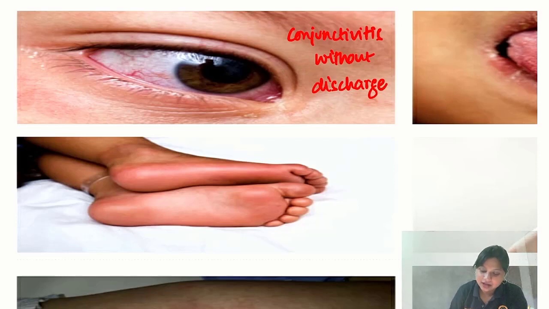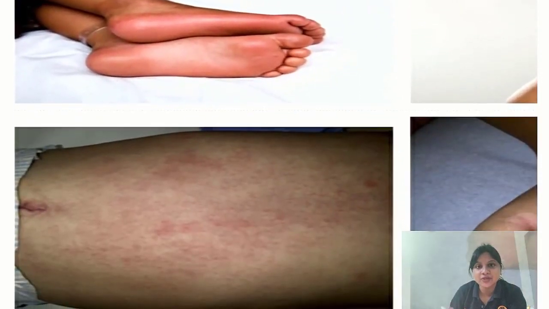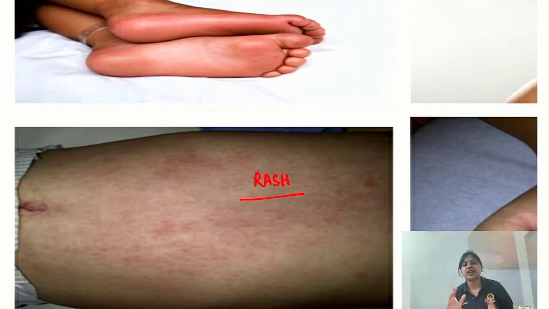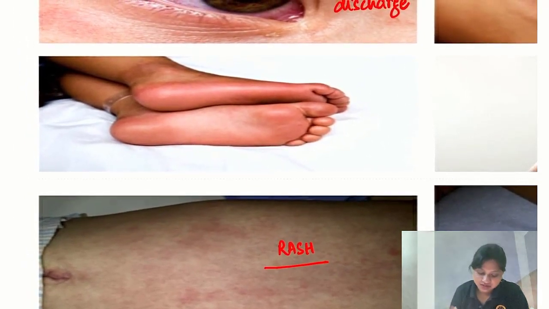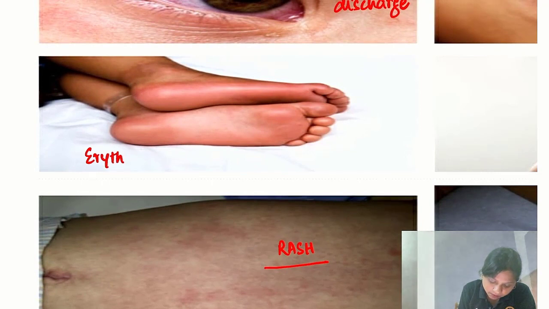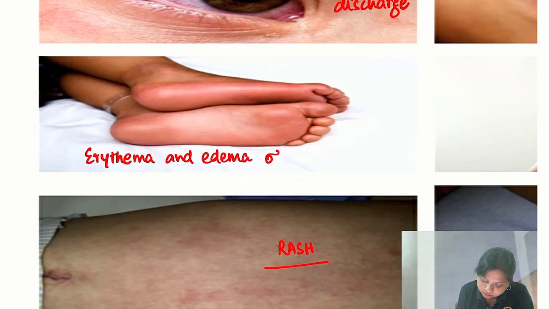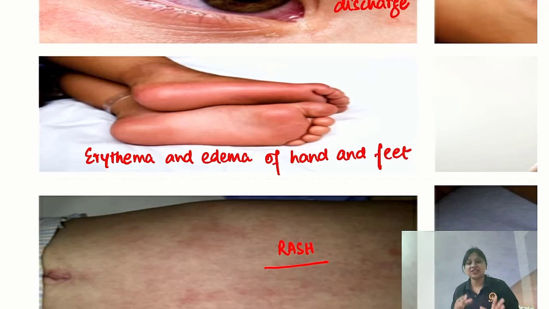C. Next, coming to R, that is the rash. This rash can occur anywhere in the body, but there is a predilection of this rash in the trunk. So CR. Coming to E. E is this erythema and edema of the hand and the feet. In the initial stage, that is the acute phase, we'll have erythema and edema of hand and feet.